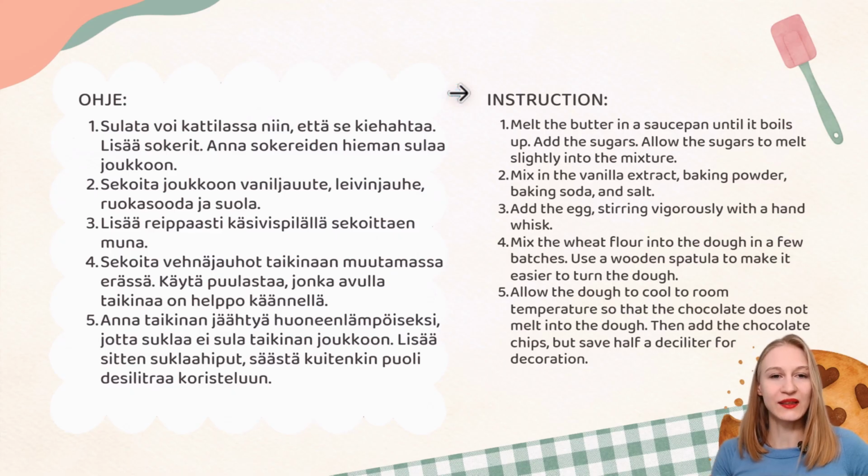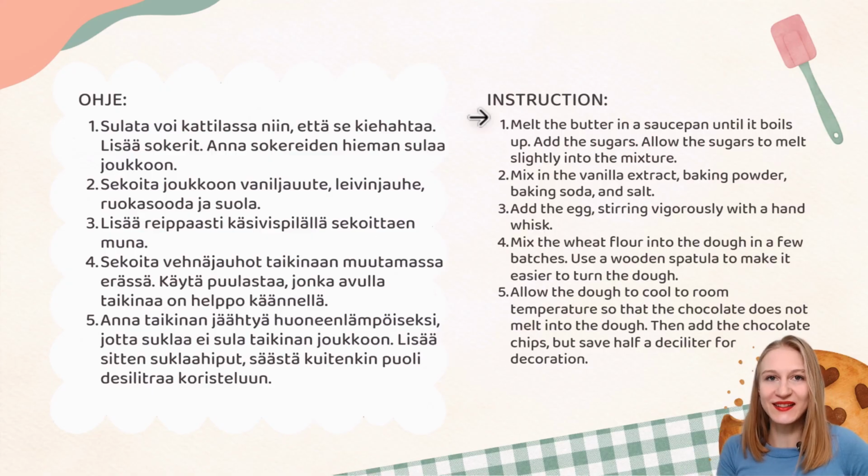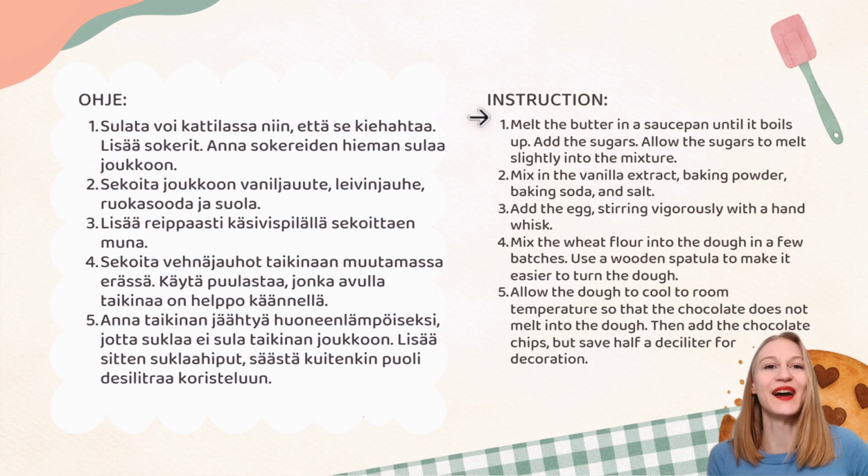Now, when you look at the recipe, you might notice that we use imperative forms all the time. Sulata, anna, sekoita, lisää, sekoita, käytä, anna, lisää. All of these are imperatives, meaning melt, mix up, give, mix up. If there was something you didn't understand, you can stop the video and check the translation. And when you're ready, let's move on.